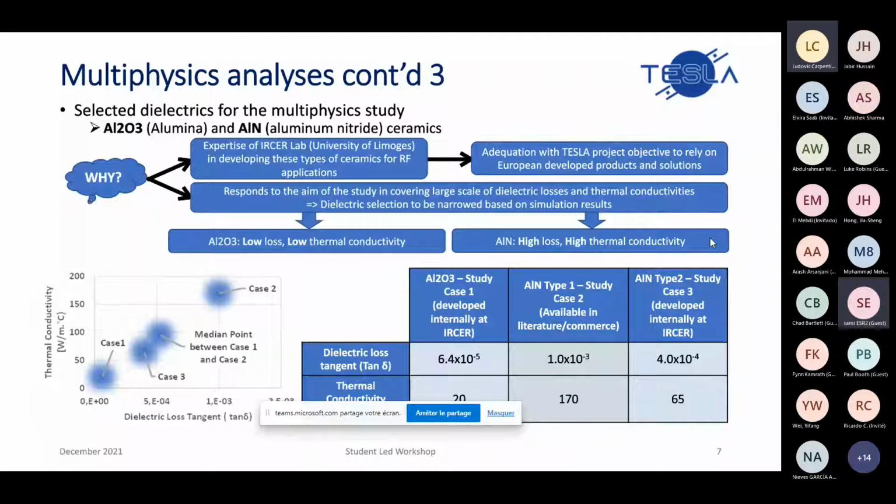It will depend on what the analysis will tell us. And the second case is aluminum nitride with properties that represent what we can find in the market actually. So usually it has a high loss, but also a very high conductivity. So it's 170. If you compare it to metallic aluminum, it has a 237 watt per meter Kelvin conductivity. So it's a relatively high conductivity. And case number 3 that we consider is an aluminum nitride that is developed internally also at the ESR, like the alumina in case 1. So this aluminum nitride has kind of intermediate properties between case 1 and case 2.